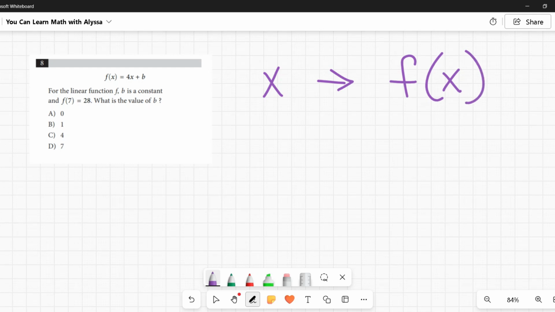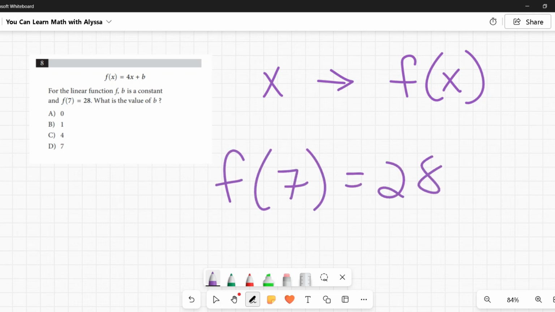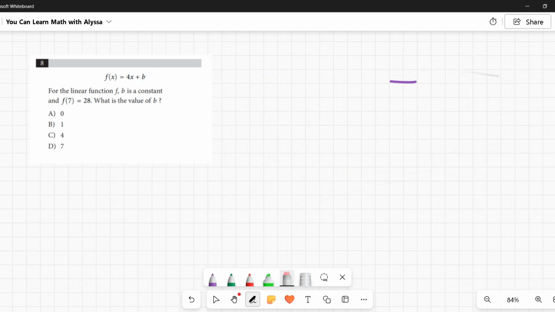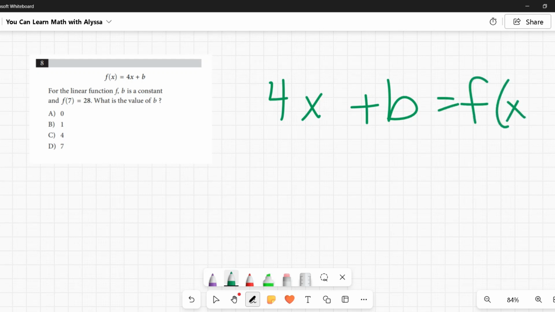So we put a number in for x, we do the math that we're told to do, and the result we get is what f of x is. So when it says f of 7 equals 28, it means they took 7, they plugged it into this equation, they did the math, and the result was 28. So let's set that up, and then we can figure out what b is. So we know it's 4x plus b, and that equals f of x.